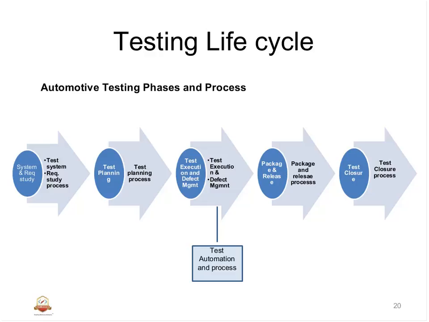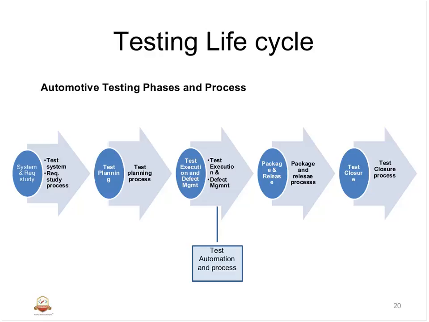For example, take an engine control unit or a telematic system or any braking control system or vision system, as part of automotive, specifically cars. We will touch base on each one. What do we do in system and requirement study, in test planning, in test execution and defect management, and in package and release? Each one has its own process. For system and requirement study, you can see in the arrow there is a process defined.